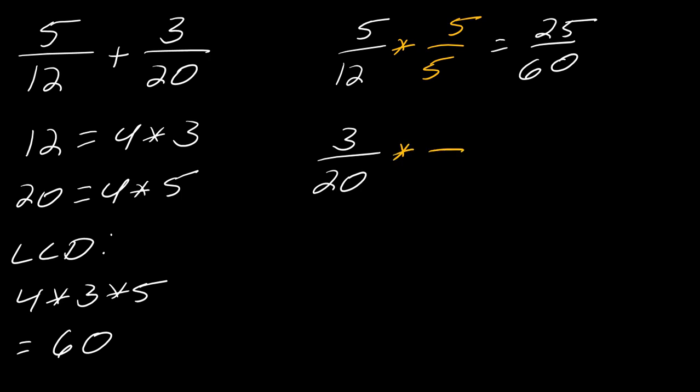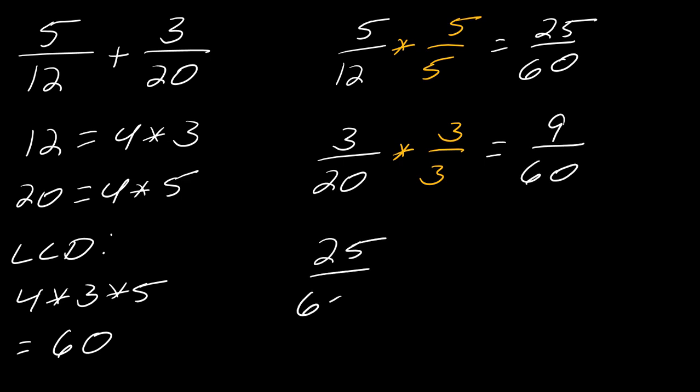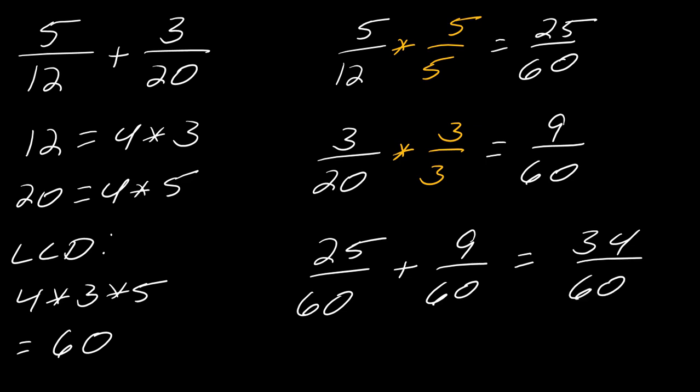So whatever I do to the bottom, I have to do to the top. So this becomes 9 over 60. And so now I've got 25 over 60 plus 9 over 60. And so that will equal 34 over 60. So can I simplify this farther now? Yes, I can now divide the top and bottom by 2 so that this whole thing simplifies to 17 over 30. So that would be the final answer.